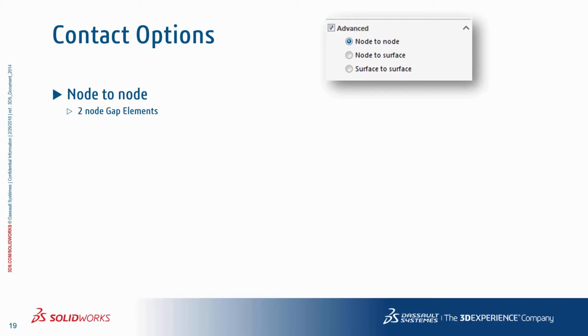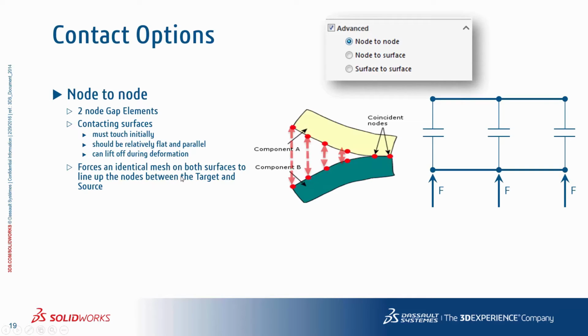So node to node is actually what we call a two-node gap element, and it requires a lot of rules revolving around it. For example, it might require the surfaces to touch initially, and the surfaces should be relatively flat and parallel, and they can lift off during deformation, but they cannot slide with respect to each other. So what this does is force an identical mesh on both surfaces to line up the nodes between the source and the target geometry selections, as you can see here.